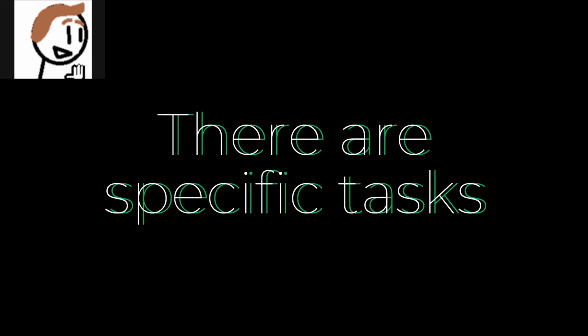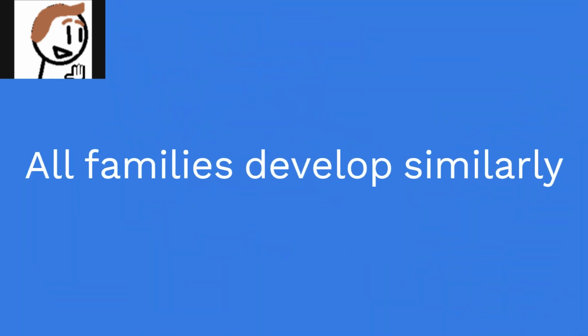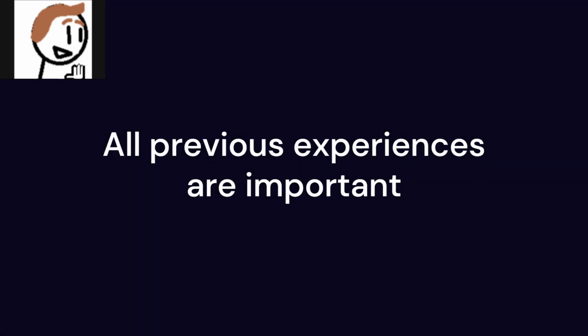Now that we know the history of the theory, let's tackle some assumptions, shall we? The first assumption is that there are specific tasks that absolutely need to be done in each stage. Second, institutional norms regulate family behavior. Third, all families develop similarly. Finally, all previous experiences are important in order to understand a family through this theory.